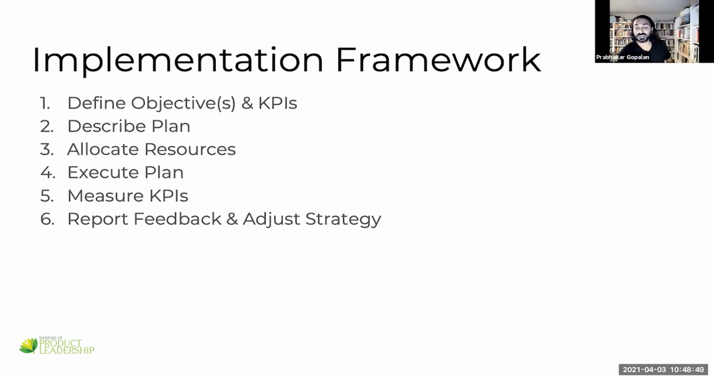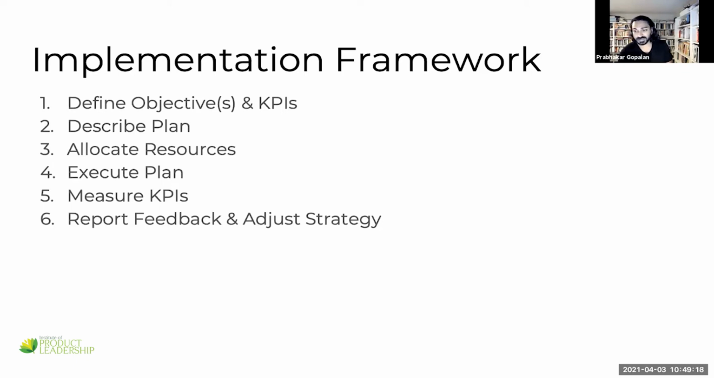And 4, execute the plan. 5, measure the KPIs. And 6, report the feedback and adjust strategy. If you can assess your organization against these 6 traits of strategy implementation, you yourself will know, are you going in the right direction or not? And that's as simple as that. Now I'll go into detail in each one of these one by one. This makes sense? Everybody with me?